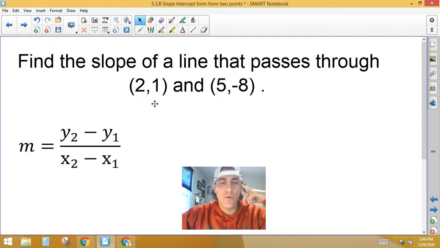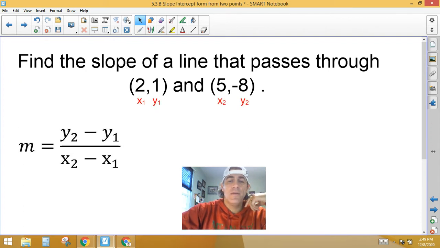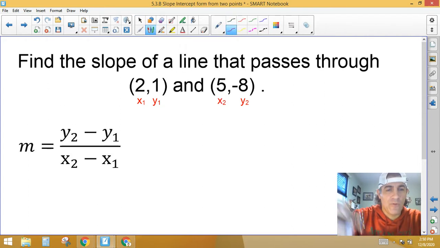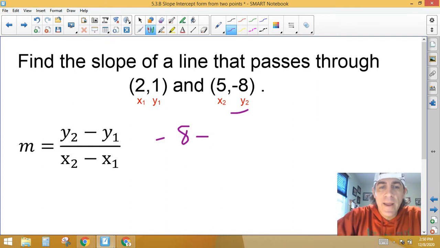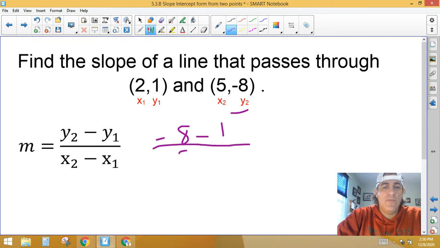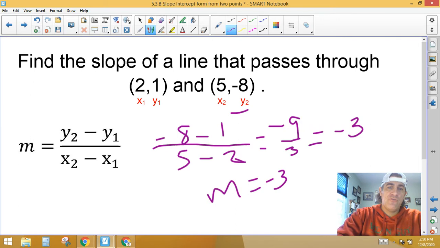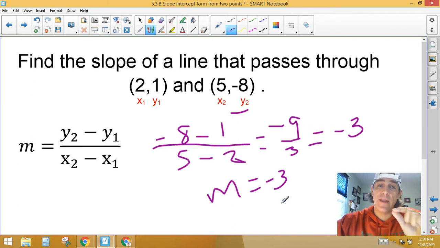Let's quickly review. These are our points. In order to do this, I'm going to write on my screen here. Purple sounds good. I'm going to label y2. The reason I really like to label it, as I said previously, this is y2, negative 8. So negative 8 minus y1, which is 1, over x2, which we labeled as 5, minus x1, which is 2. We get negative 9 over 3, which simplifies down to negative 3. So the slope of a line that goes through these 2 points, 2, 1, and 5, negative 8, would be negative 3.